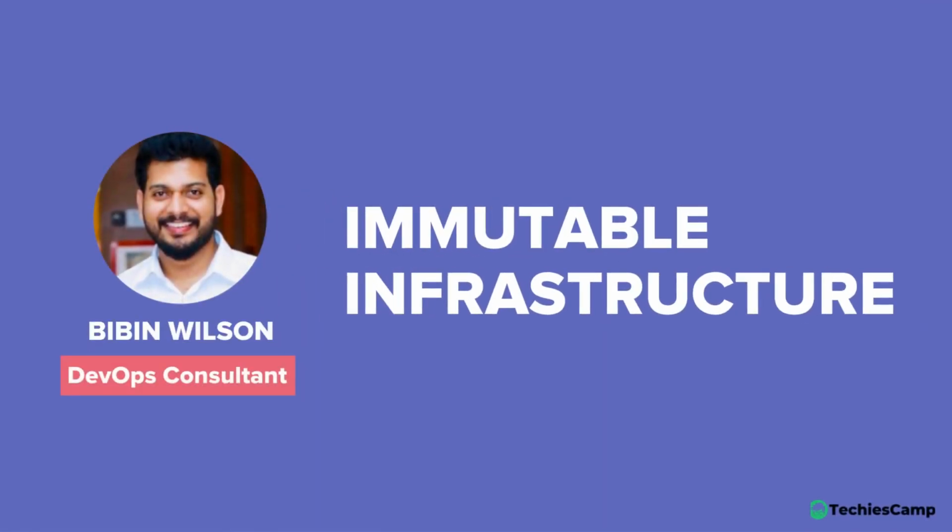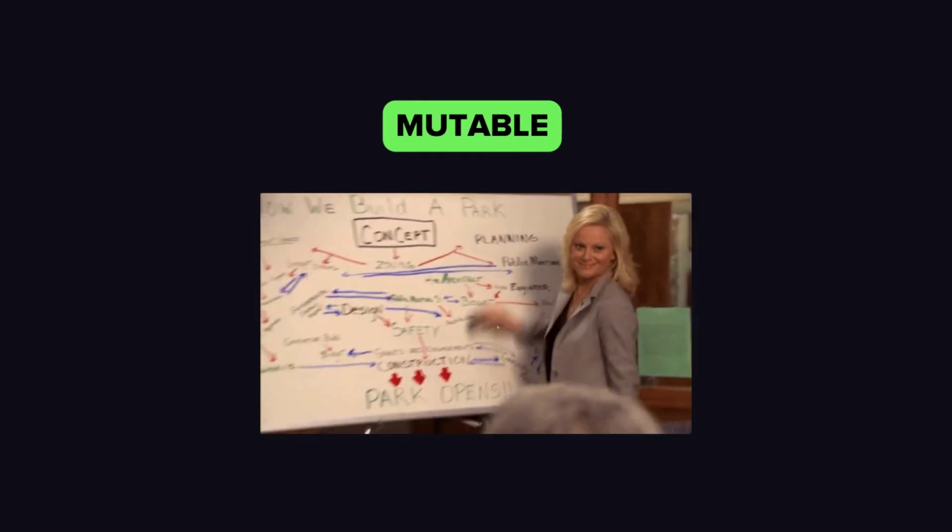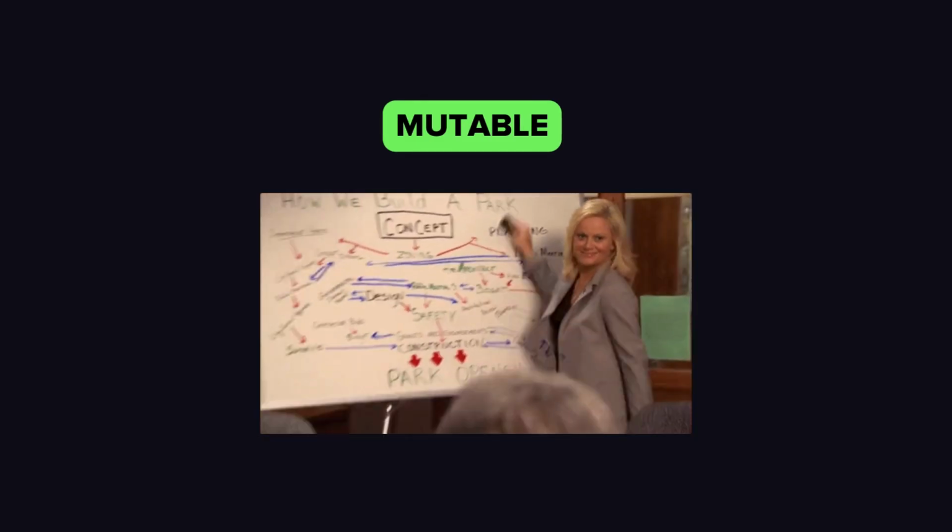In this video, we will explore the concept of immutable infrastructure. Before diving into the technical explanation, let's first understand the basics, mutable and immutable. In simple terms, mutable refers to something that can be changed and continuously modified. Imagine a whiteboard. You can write, erase, and rewrite on it without needing a new one.